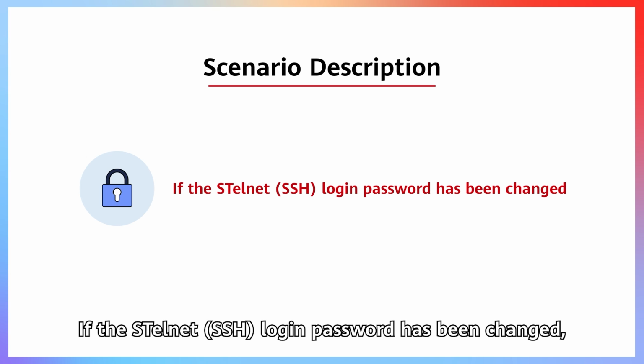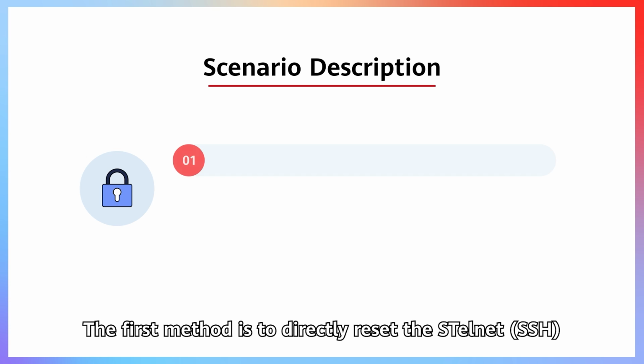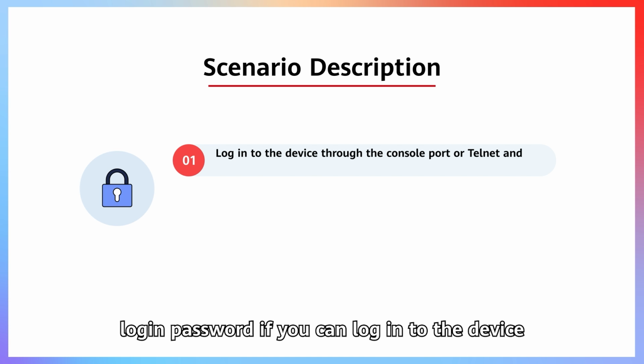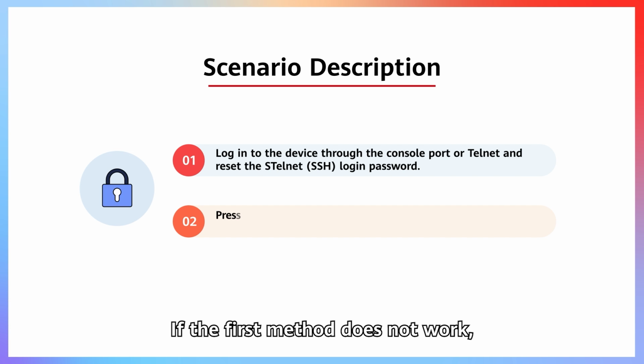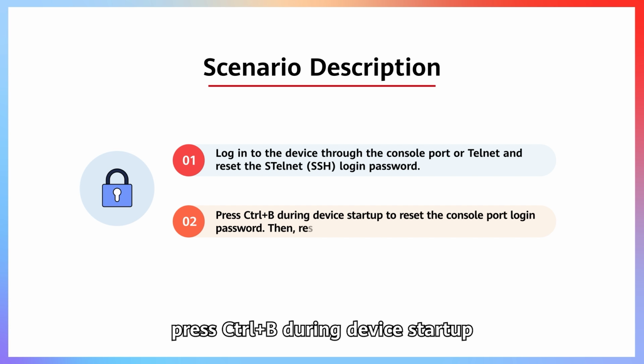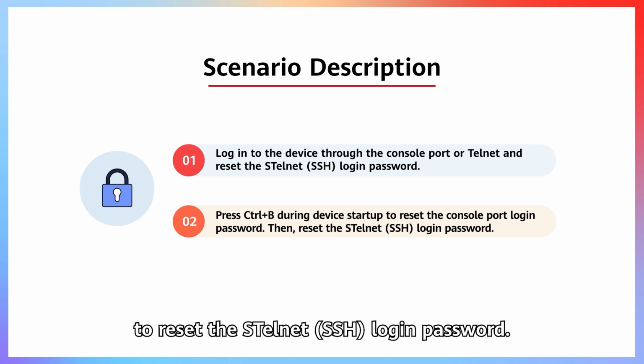If the S-Telnet login password has been changed, reset it using either of the following methods. The first method is to directly reset the S-Telnet login password if you can log into the device through the console port or telnet. If the first method does not work, press Ctrl+B during device startup to reset the console port login password, and then use the first method to reset the S-Telnet login password.